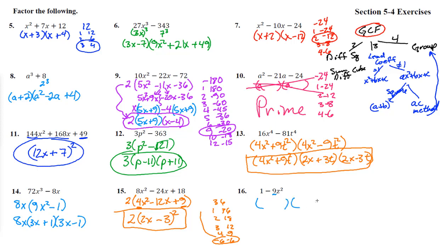So we take the square root of each of them. Square root of 1 is 1. Square root of 9z squared is 3z. And one of them has to be a positive, one of them a negative to knock out all the middle terms. Difference of squares. And it's the same thing that we ended up doing up here on number 13 twice. And on number 12, we did the same thing. Good.